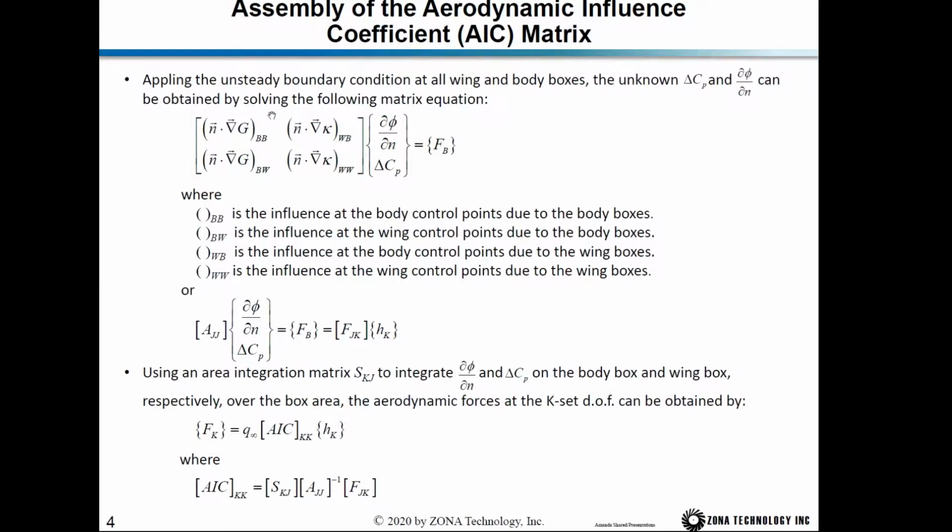And this matrix we call AJJ, and then we can solve for the unsteady aerodynamic forces in KSAT, where the AIC is a K by K matrix. So it is AJJ inverse times FJK multiplied by an SJK matrix. This SJK matrix is an integration matrix to convert the CP to forces. So each panel has 3 forces and 3 moments, and the AIC becomes a K by K matrix.